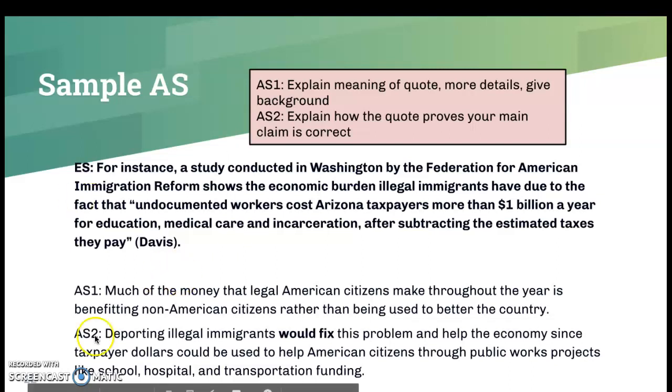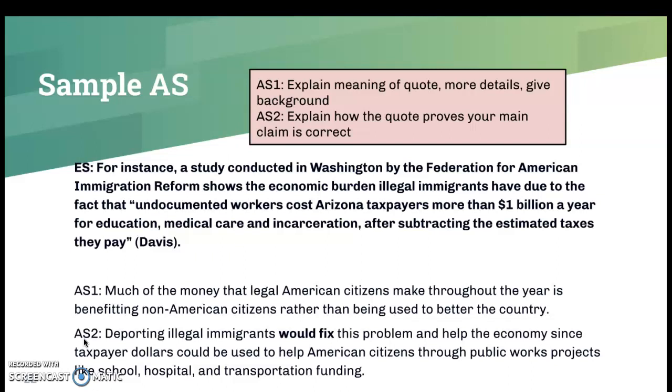Our analysis sentence number 2 needs to link back to the prompt, needs to prove my main claim is right. So we would say something like, if I had talked about deportation, right, because this is what this evidence is supporting, it's supporting deportation, I could say, deporting illegal immigrants would fix this problem and help the economy, since taxpayer dollars could be used to help American citizens through public work projects like schools, hospitals, and transportation funding, right? The money that we are wasting on illegal immigrants could go to better suited things. That is what this analysis is arguing.